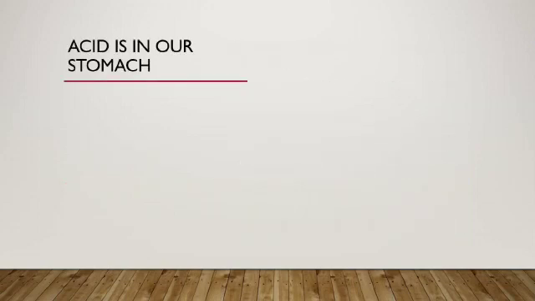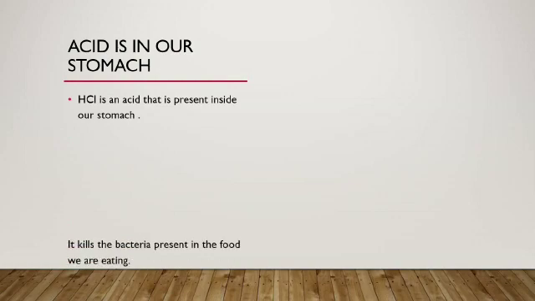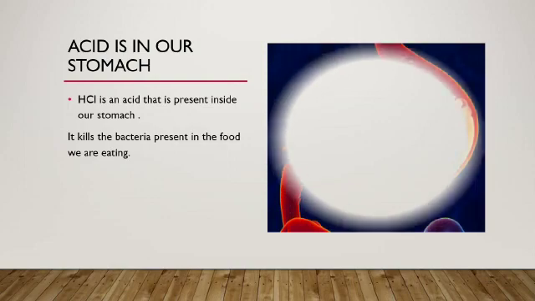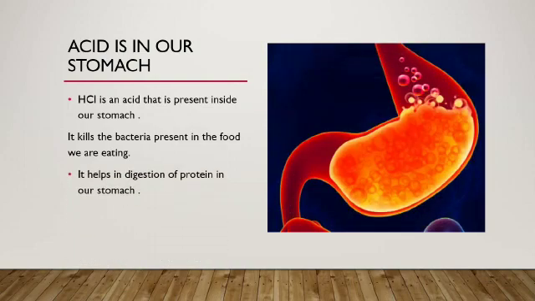So, acid, as I told you earlier, our human body produces an acid. The acid produced by our human body is known as hydrochloric acid. What is the function of this acid in our body? This acid kills the bacteria present in our food. Plus, this acid also helps to digest the protein we eat.